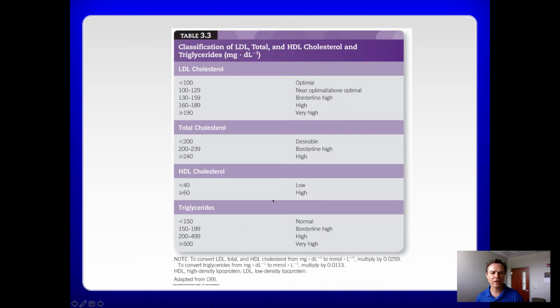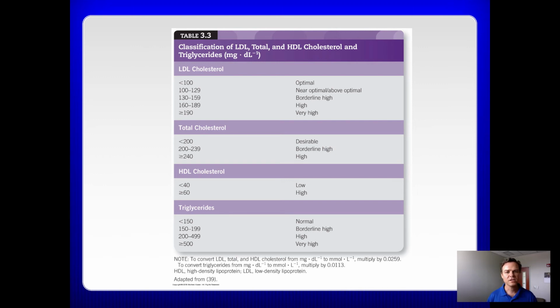And here are the breakdowns if you specifically talk about cholesterol and triglycerides. So it gives you the categories and the number value associated with it. These will be on the test, so make sure that you memorize the values. And generally, we like to have low values: low LDL cholesterol, low total cholesterol, low triglycerides. But for HDL, the higher the value, the better. So we want HDL cholesterol values to be good.